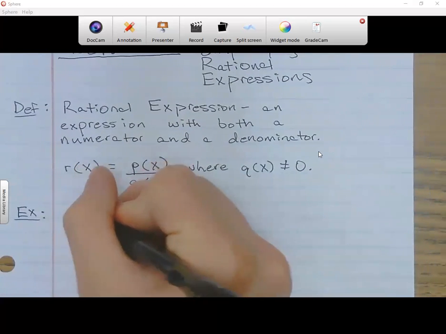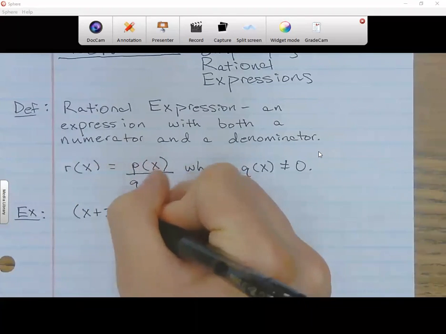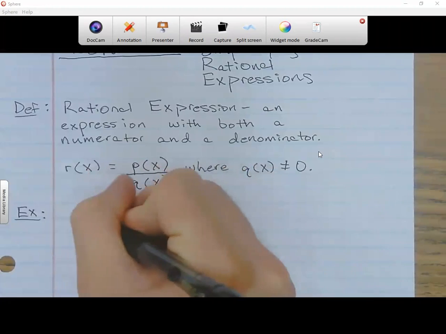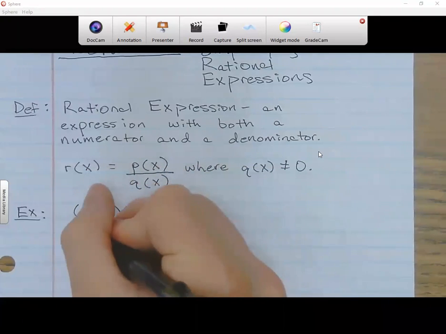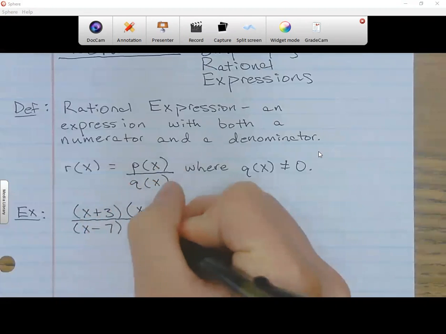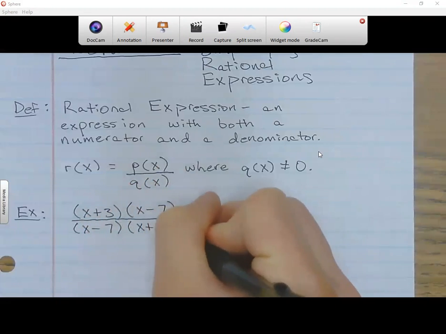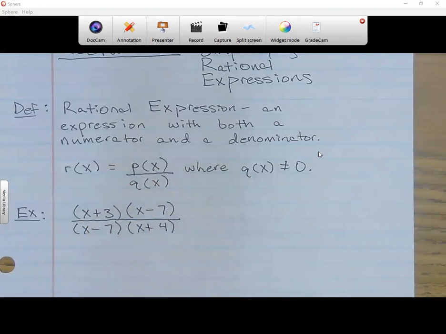All right, let's say we have x plus 3, x minus 7, and then on the bottom, I have x minus 7 and x plus 4. So we have a top part that's called the numerator, x plus 3, x minus 7. And we have a bottom part that's called the denominator, x minus 7 and x plus 4. The whole trick to this is making sure that you cross out factors, but only if they're the same on the top and bottom.